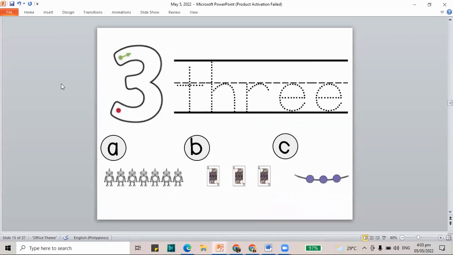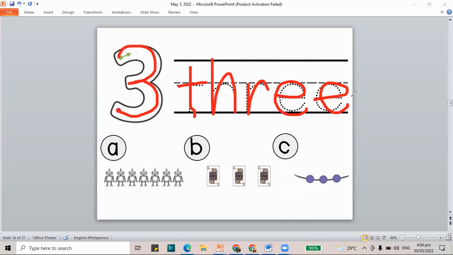What's after 2? It's number 3. Let's make number 3 around the tree. Around the tree, that's number 3. T, H, R, E, and E. That's how you spell your word three. Let's look for our set that shows three.